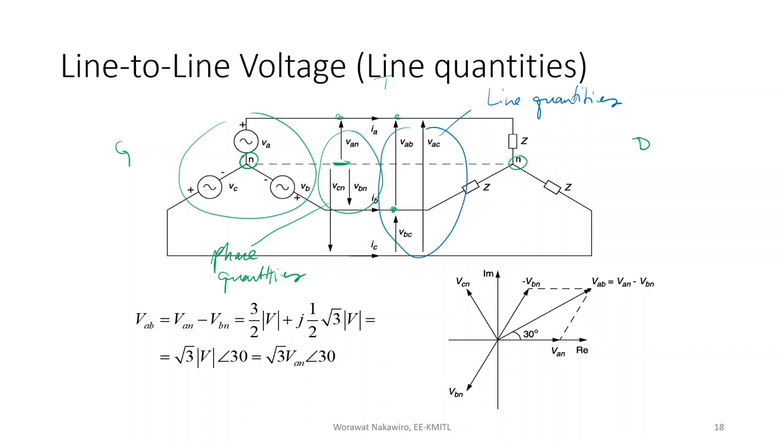So in analyzing the three-phase balanced system, you need to know the relationship between these two quantities, especially for the voltage. Now you see VAB is called a line quantity. Why VAB? As I said earlier, that is the potential of point A, how much it is greater than the potential at point B. In terms of the phase quantities, VAB is equal to VAN minus VBN. N is the potential at the neutral point with respect to the ground, which is zero.